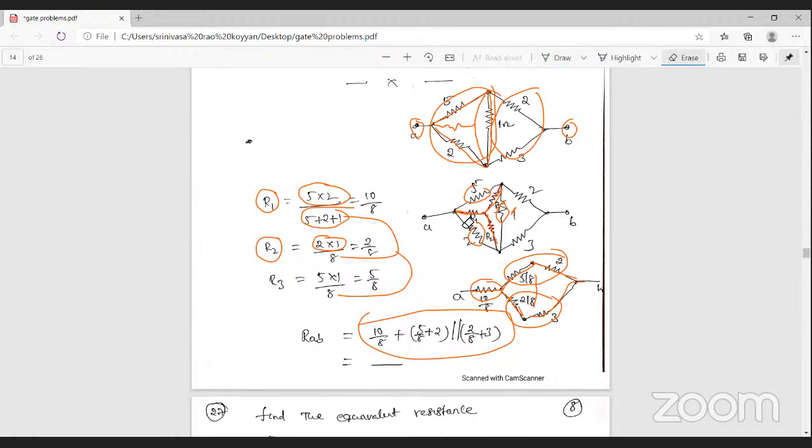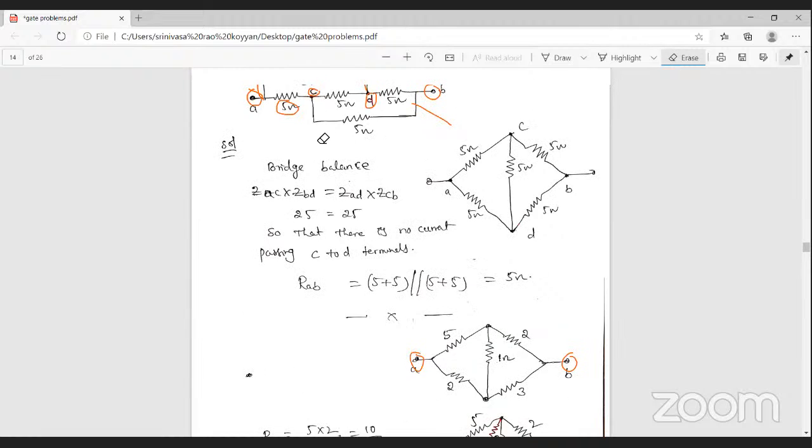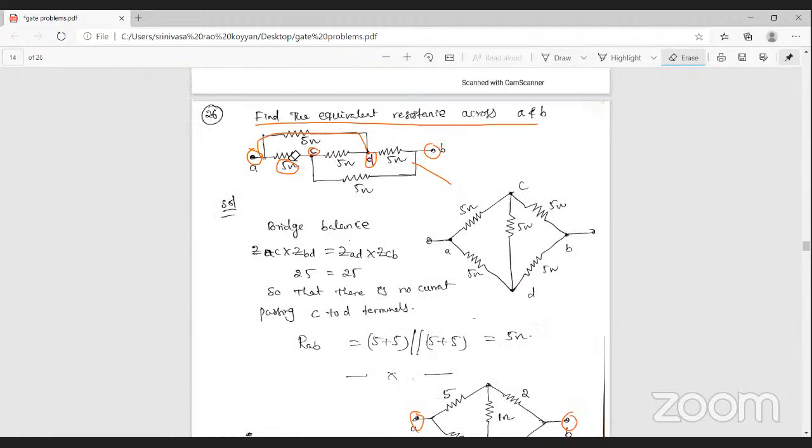So I understand, this is a very important law from the competitive level or GATE point of view.